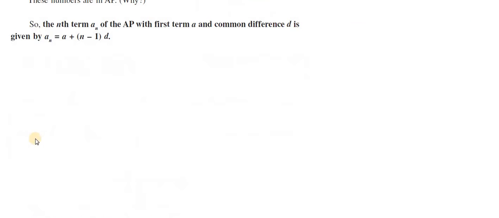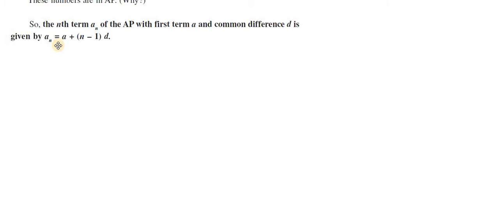The nth term an of the AP with the first term a and the common difference d is given by an equals a plus n minus 1 into d. Here a is the first term, d is the common difference, n is the number of terms, and an is the last term or nth term.